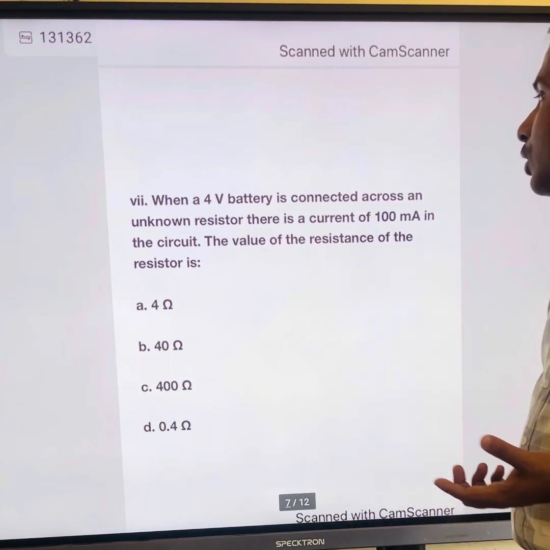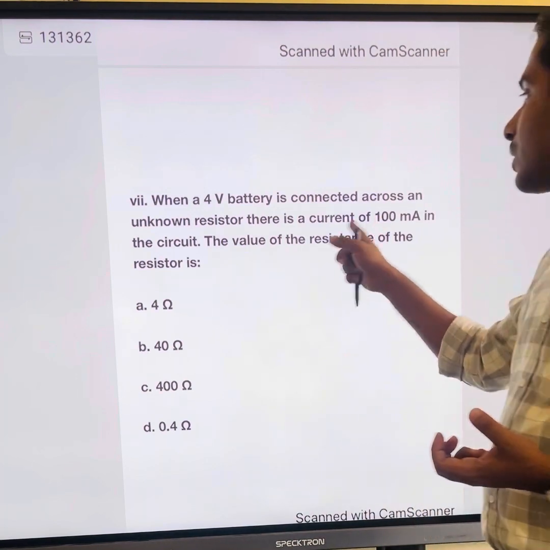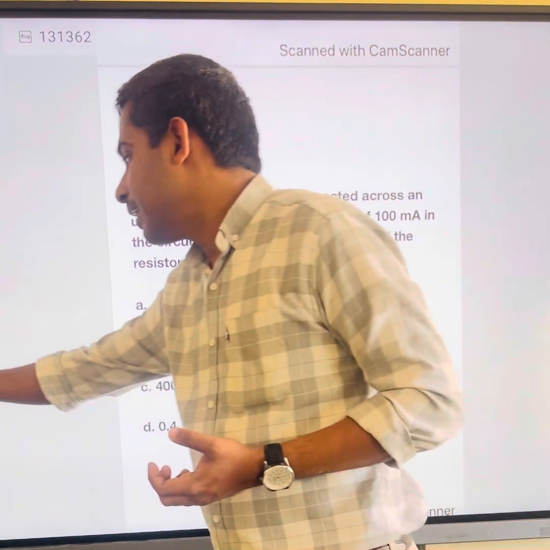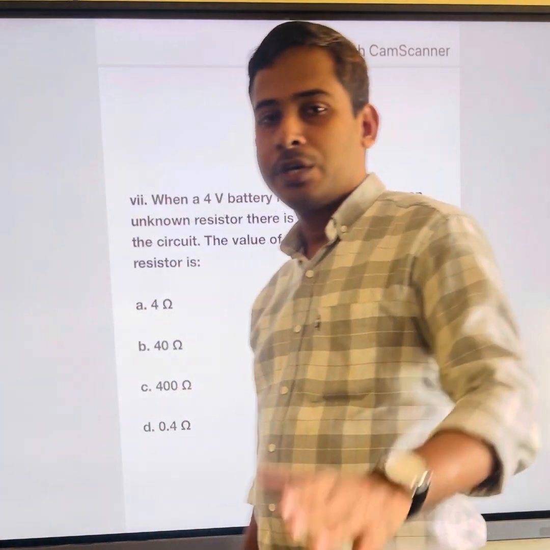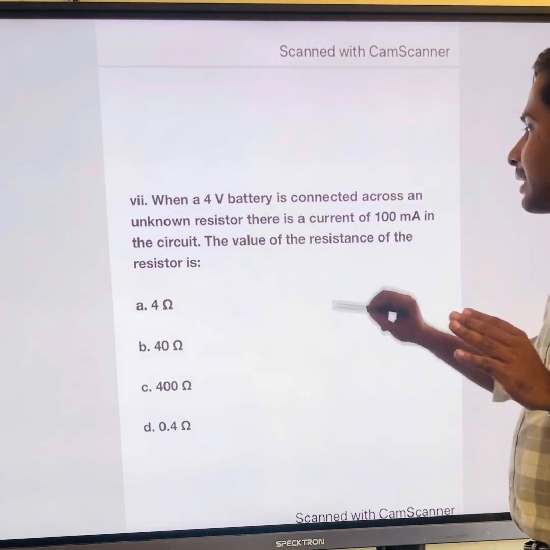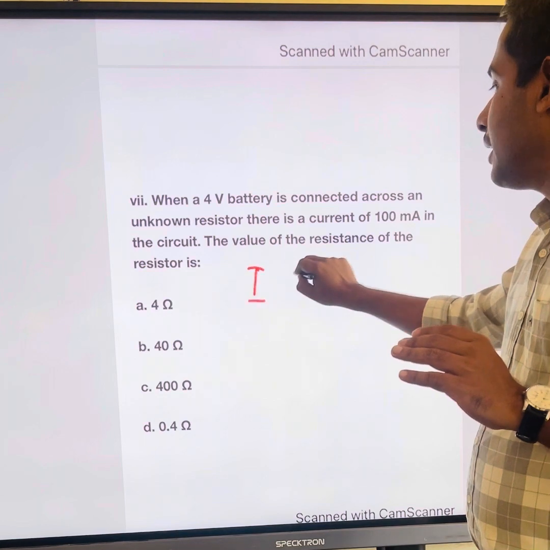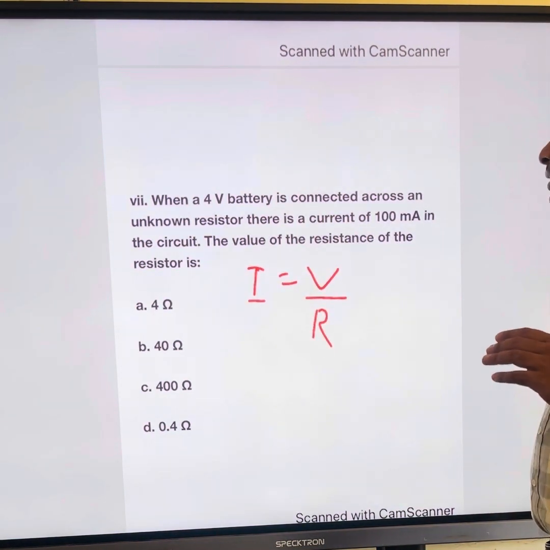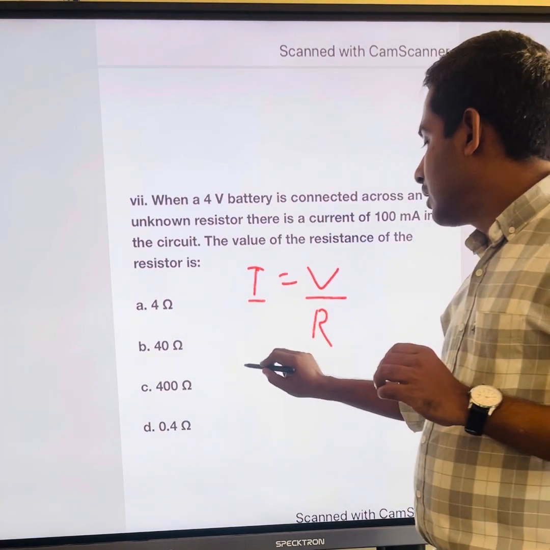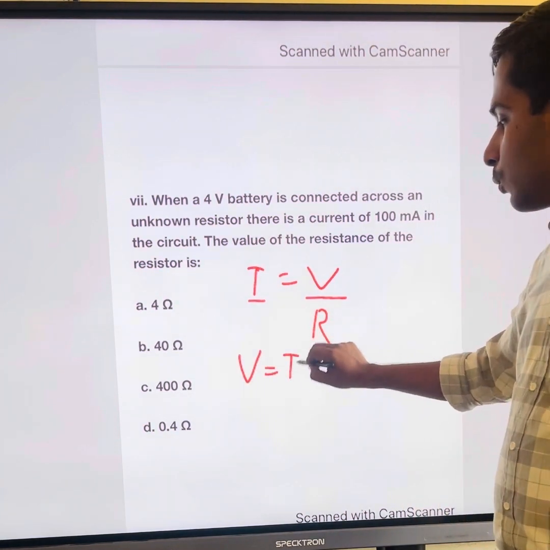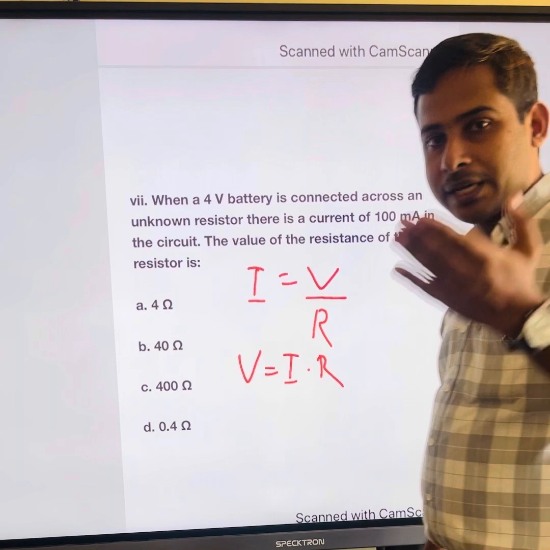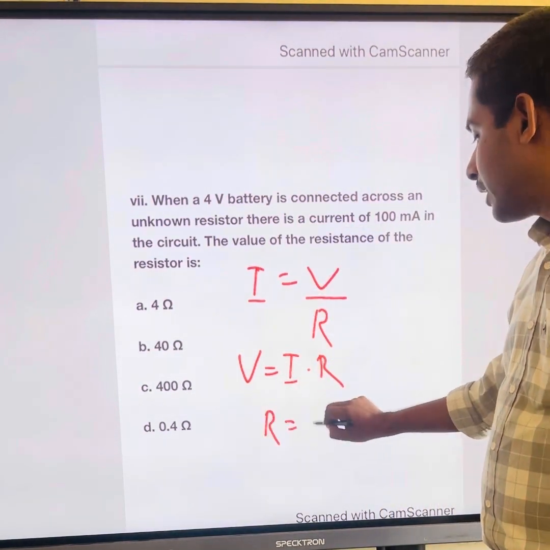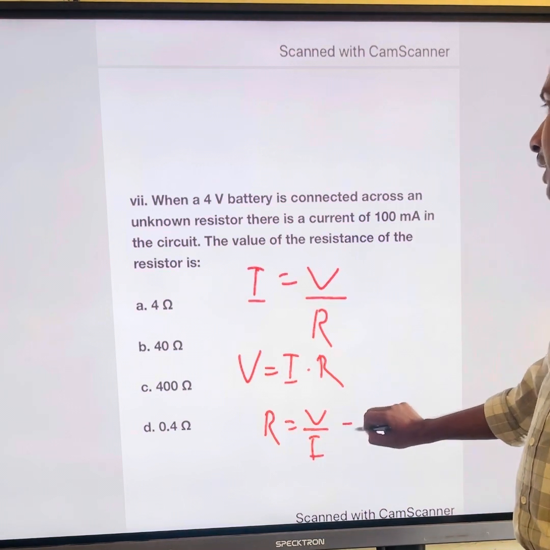When a 4-volt battery is connected across an unknown resistor of 100 milliampere, we have to calculate the value of resistance of the resistor. So dear students, listen here. Ohm's law: I equals V by R. They are asking R, so we have V equal to I into R. Am I correct? So from this, R equals V divided by I.